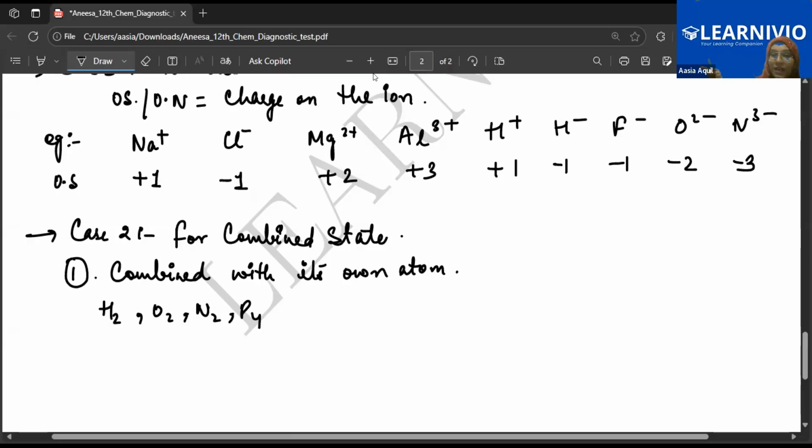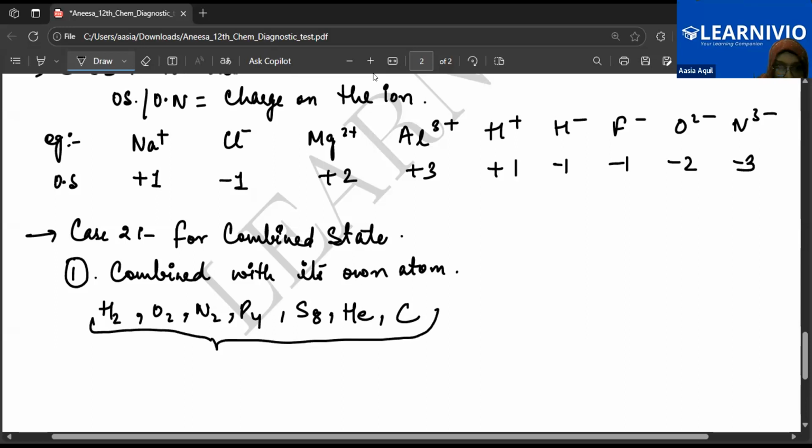In P4, all the phosphorus atoms are combined with each other. Similarly, S8. And for all the noble gases like helium, and carbon, if carbon alone is there, for all these, just remember that the oxidation state is 0. Just remember that.